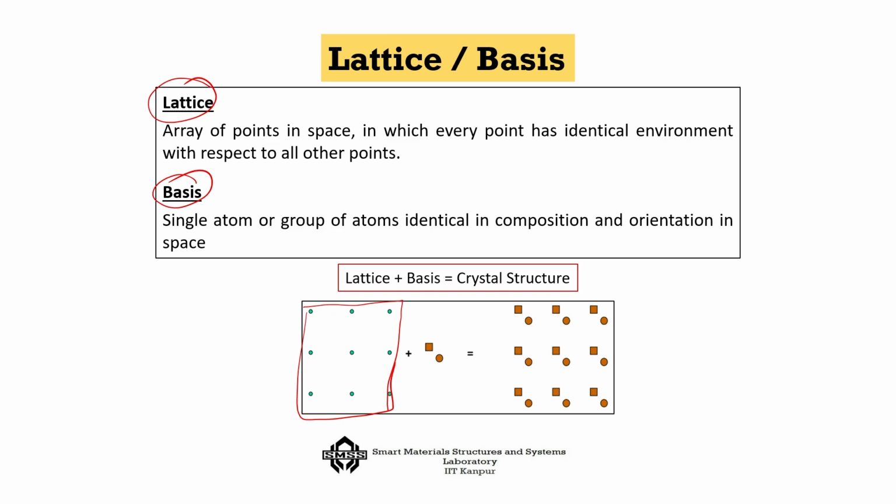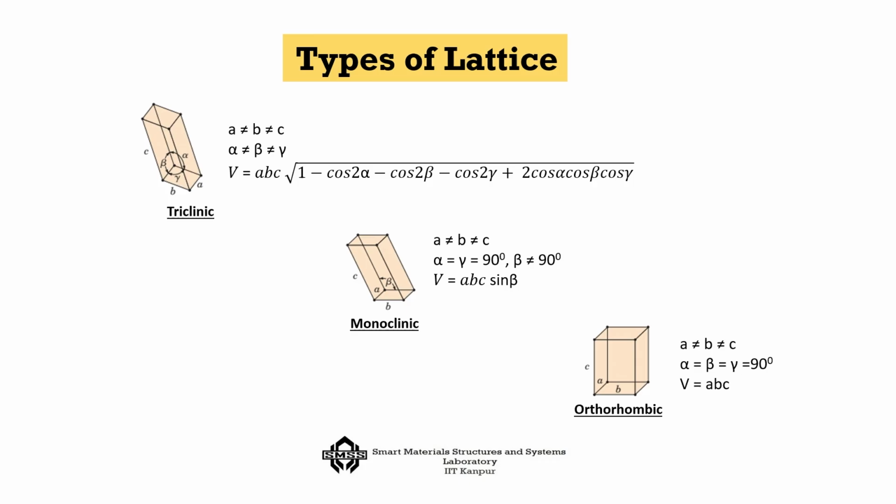Basis is the single atom or a group of atoms identical in composition and orientation in space. So, this is the basis. That means, if you apply the basis on a lattice, then you finally get the crystal structure. So, a crystal structure in essence is a combination of the basis plus the lattice.